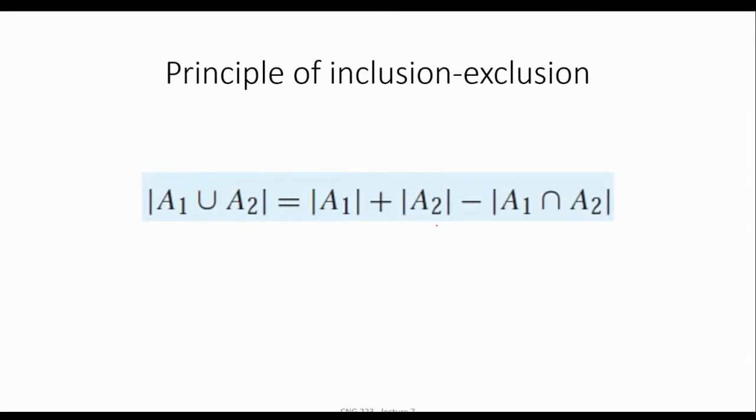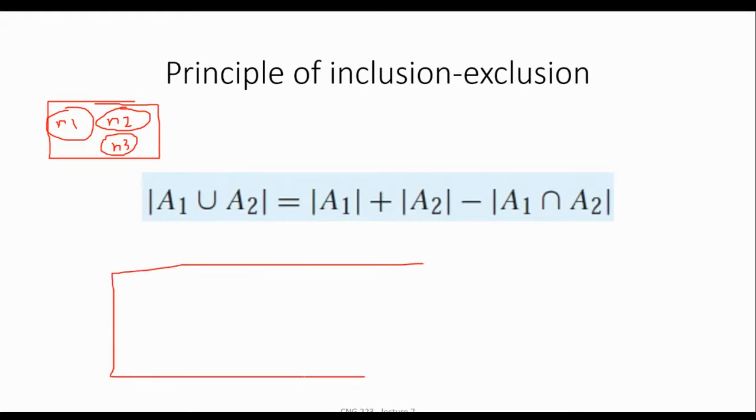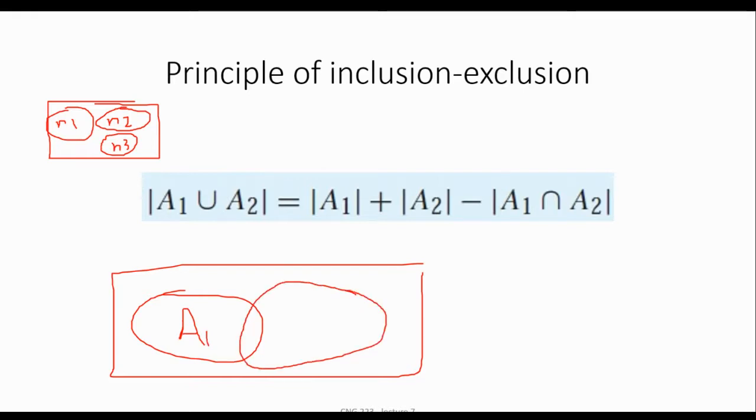So what if we have intersection between sets? Like in the previous example, I had N1, N2, and N3, if I show it on a Venn diagram, there was no intersection between them. But what if I have intersection between them? Like, I have a set A1 and I have another set A2, and you see they have some common elements here.